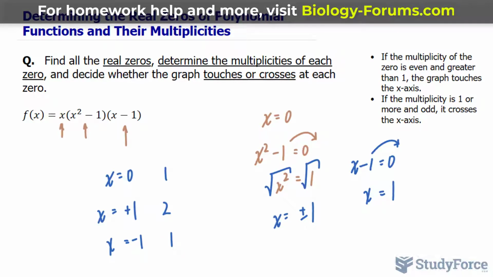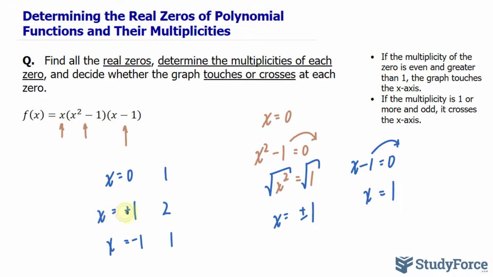Therefore, the multiplicity for this 0 is 1. The multiplicity for this 0 is 2 because it occurred twice. Finally, the multiplicity of this one is also 1. So that answers the first two questions of this problem. Now we have to decide whether the graph touches or crosses at each 0.